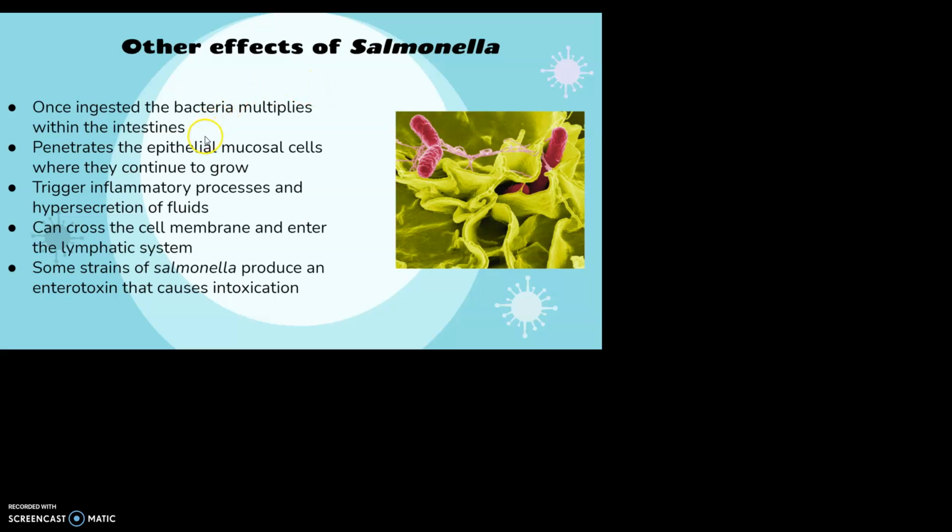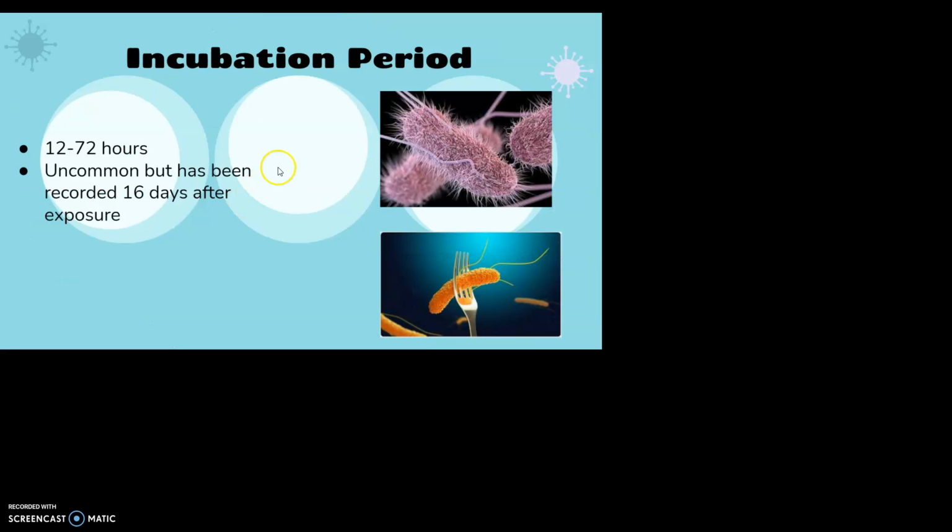This can actually penetrate the epithelial mucosal cells, where they can continue to grow. And that's what is being shown here. It's showing the salmonella penetrating into the different cells and starting to grow. It can actually trigger an inflammatory process and the hypersecretion of fluids as our body starts to fight it. It can cross the cell membrane and enter our lymphatic system, and it has been found that some strains of salmonella are capable of producing an enterotoxin that can cause intoxication. The incubation period has been found to be about 12 to 72 hours, and it is very uncommon, but according to the CDC website, it has been recorded 16 days after an initial exposure.